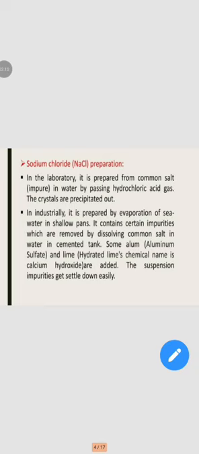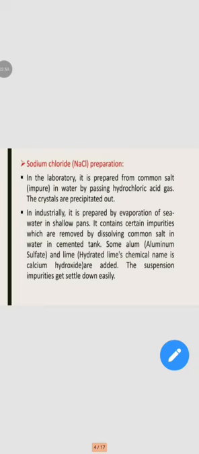Then the second method of preparation. Industrially, it is prepared by evaporation of seawater in shallow pans. It contains certain impurities which are removed by dissolving common salt in water in a cemented tank. Some alum, for example aluminium sulfate, and lime are added. The chemical name of lime is calcium hydroxide. The suspended impurities get settled down easily.